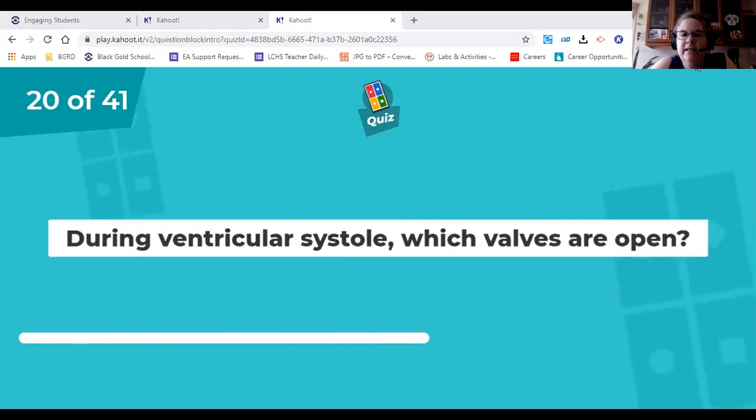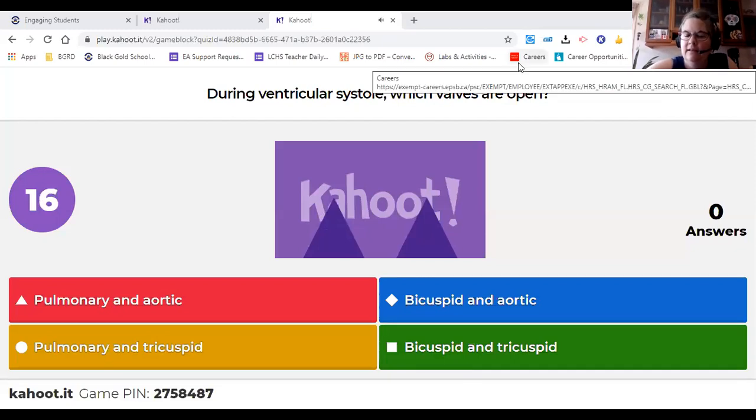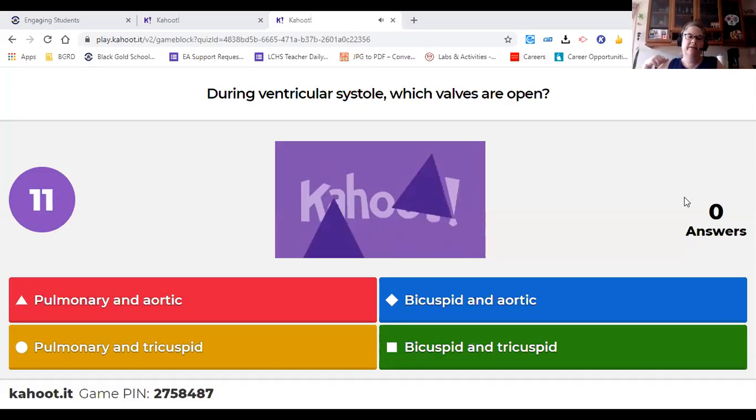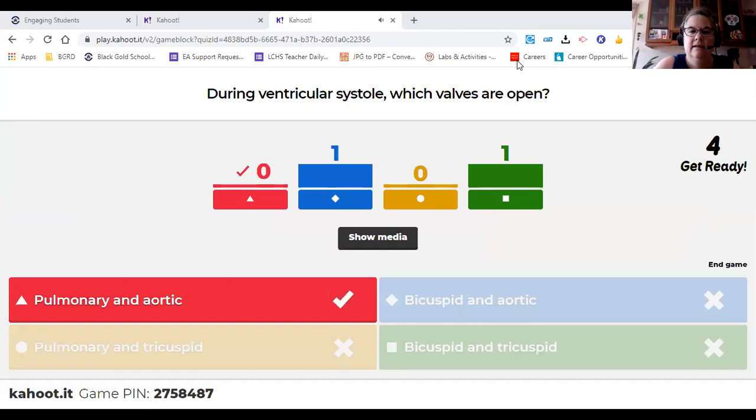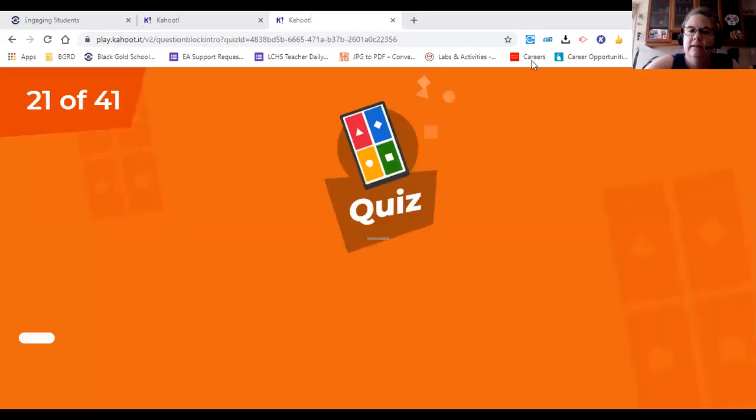During ventricular systole, which valves are open? Pulmonary and aortic, pulmonary and tricuspid, bicuspid and aortic, bicuspid and tricuspid. Okay, pulmonary and aortic. Ooh. All right.